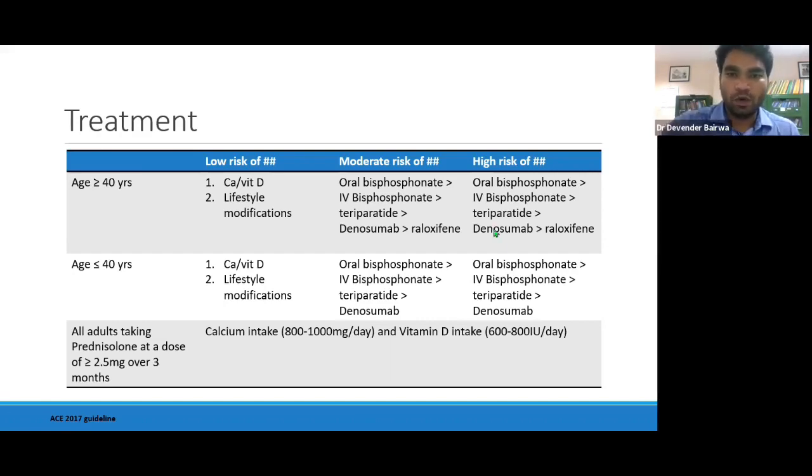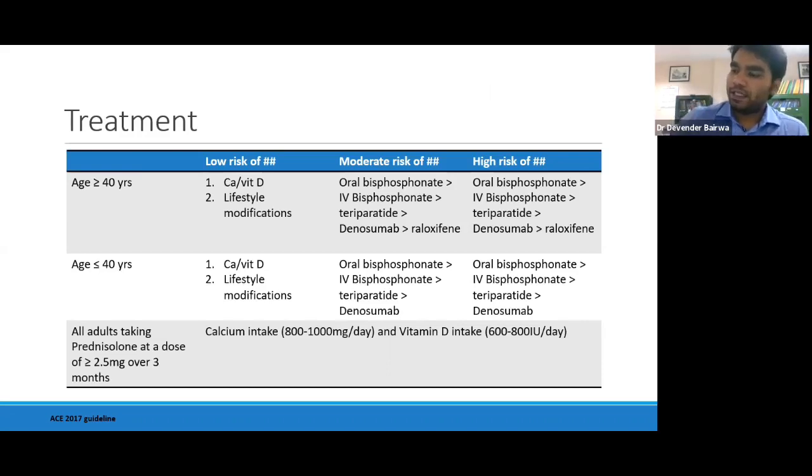So, in case of low risk category, treatment with anti-resorptive therapy is generally not required. Only calcium, vitamin D, and lifestyle modification is required. In case of moderate to high risk of fracture, they have said you can give any other drugs, but generally this is the sequence you follow. Generally, oral bisphosphonates are preferred over IV. Then you can go with teriparatide, denosumab, and raloxifene.